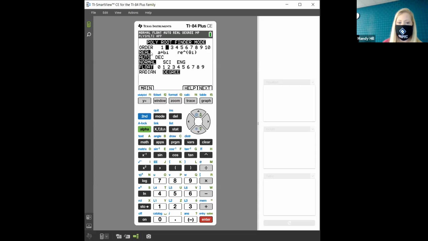Okay, this thing that says order right here means what's your highest power of x that you have. And in every one of these we have, it's going to be x squared for right now. So we would pick 2. You don't need to mess with any of these other things. You hit next.